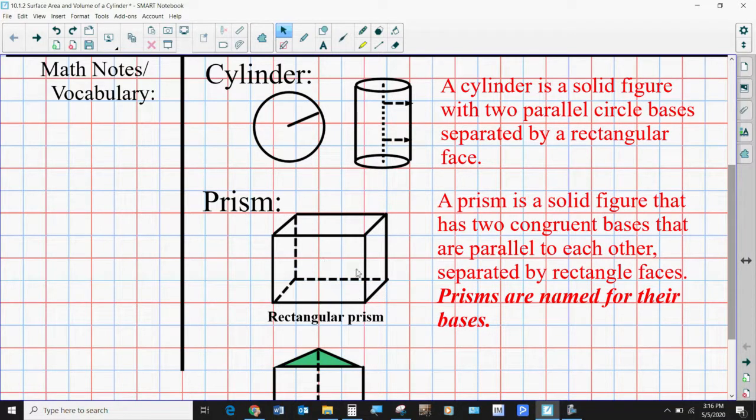This is a base on the bottom. And one thing, this is called a rectangular prism because all prisms are named for their bases. So in the case of a cylinder, the base is the circle. In the case of a rectangular prism, it's not so easy to determine what the base is because every single face on this prism is a rectangle. So which one is the base? There's a very simple answer for it. Whichever one you want to be the base.